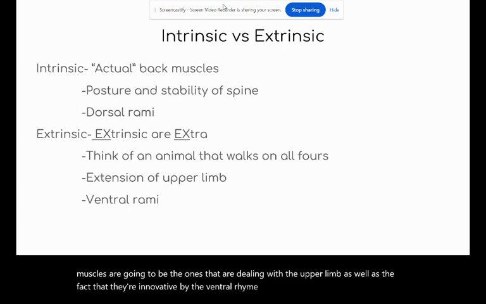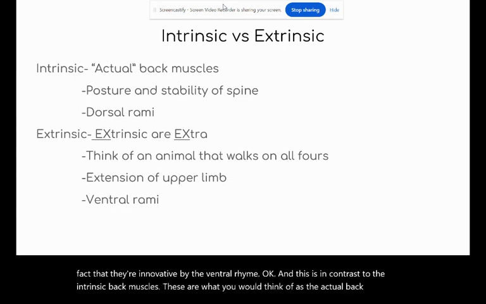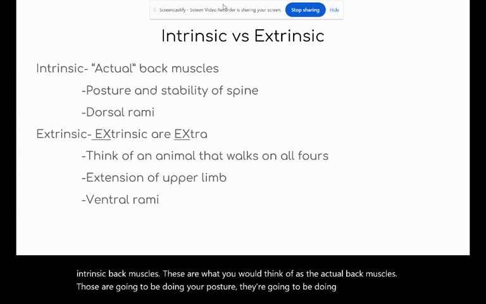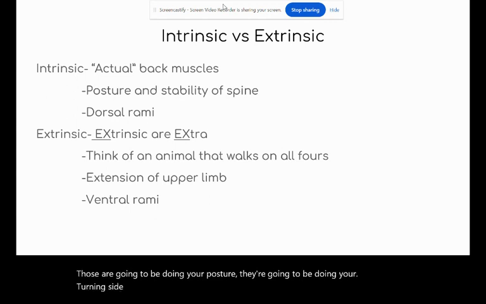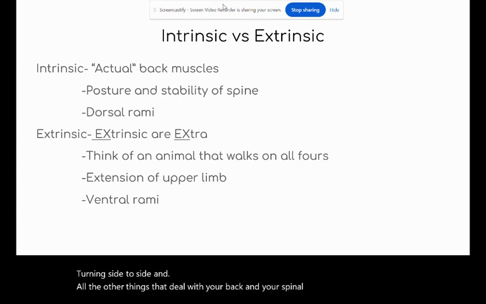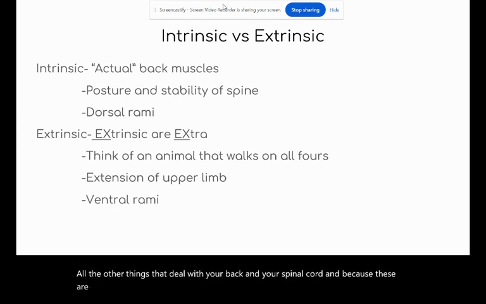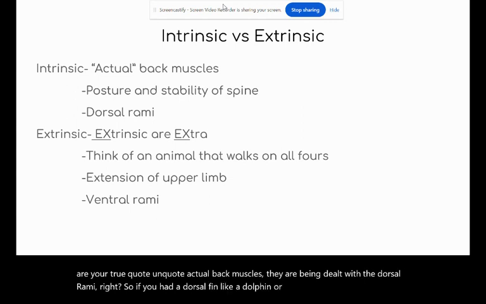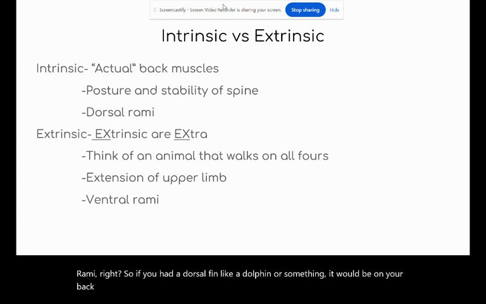Okay, and this is in contrast to the intrinsic back muscles. These are what you would think of as the actual back muscles. Those are going to be doing your posture. They're going to be doing your turning side to side and all the other things that deal with your back and your spinal cord. And because these are your true, quote unquote, actual back muscles, they are innervated by the dorsal rami, right? So if you had a dorsal fin, like a dolphin or something, it would be on your back. Dorsal rami do the intrinsic back muscles. So that's the first major thing.